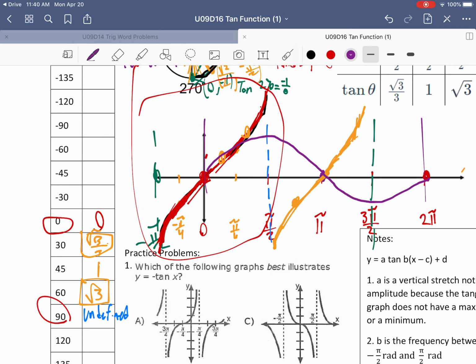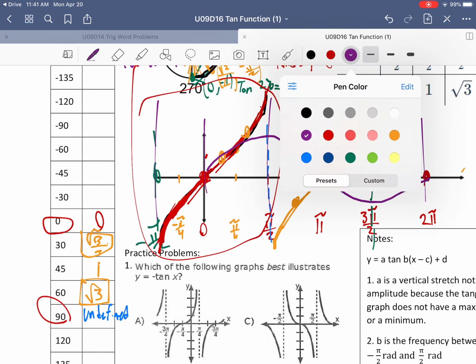So this period takes a full 360 degrees, whereas the distance between negative pi over 2 and pi over 2 is actually only 180 degrees. So this is a period of only 180 degrees long, whereas a sine curve actually has a period that's twice as long. Also, the tangent curve has asymptotes.